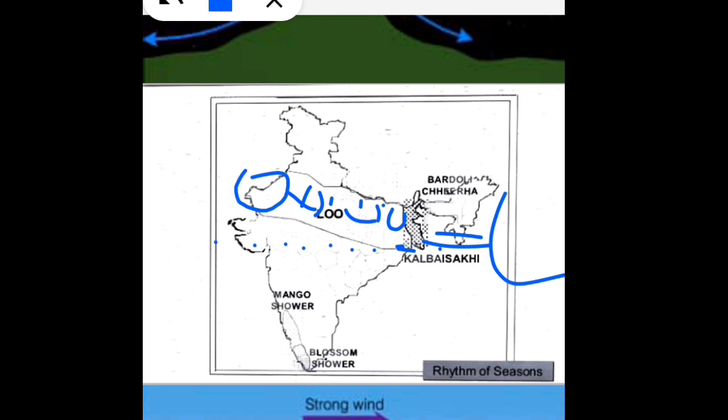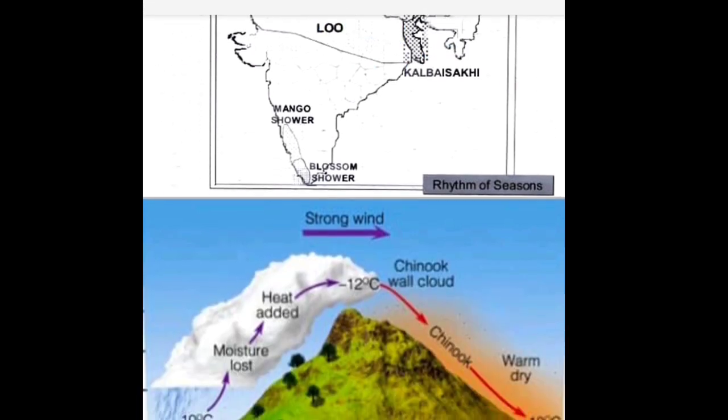Let us come to the next point. Let us discuss Chinook first. Now, what is Chinook? Chinook is also known as the snow eater. This local wind descends down the eastern slope of the Rockies mountain. The Rockies mountain is in North America. So this is the Rockies mountain.